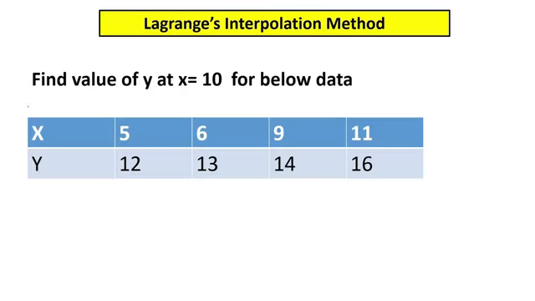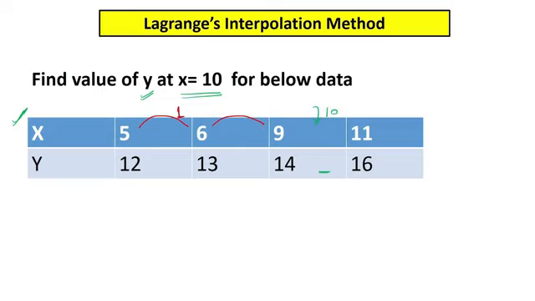Here you can see we have an example. In this question we are given a table where the values of x are 5, 6, 9, 11, and the values of y are 12, 13, 14 and 16. We are asked, at x equal to 10, what will be the value of y? So x equal to 10 lies here. What is the value of y for x equal to 10? We can see here that the difference between these x values is not equal.